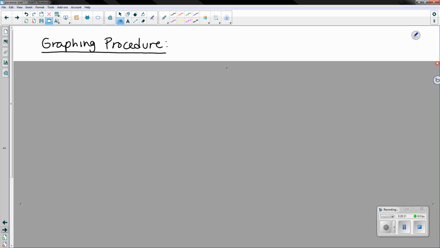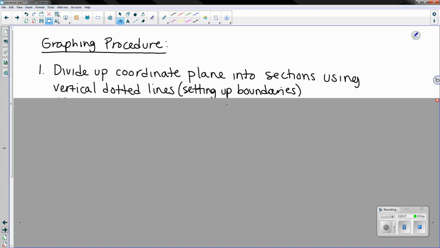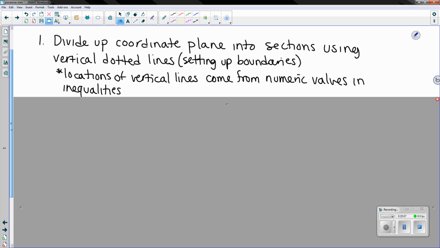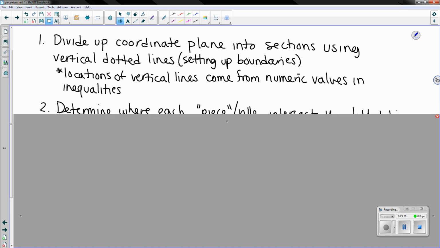So to conclude the video, I'm going to give you the graphing procedure if you want to take notes on this. The first thing you should do with graphing is divide up the coordinate plane into sections using vertical dotted lines. So we're setting up boundaries. The locations of the vertical dotted lines come from the numeric values in the inequalities. So we know we have that section in our piecewise notation that gives us these inequalities. Every single number you see in the inequality, you should be putting a vertical dotted line at. And it's okay to have regions of the graph where nothing is present. So we could have blank regions of the graph, like we saw in the first example, where there was nothing beyond +8.